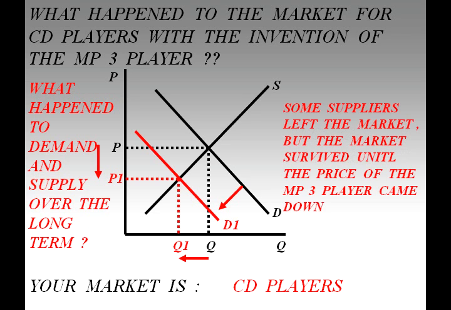Now, with lower price points, we know that some suppliers will leave a market. But the market for CD players did survive until the price of the MP3 player came down so much lower than when it was first introduced. So you see here in the interim, what happened is that the market for CD players adjusted to a new equilibrium point as some suppliers continued to supply the market, but many left.